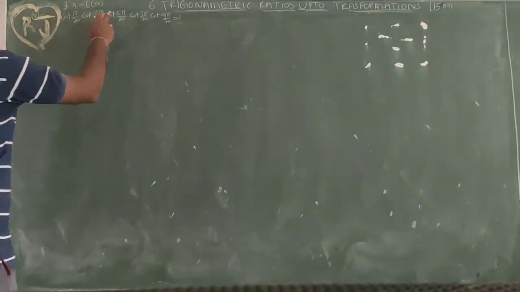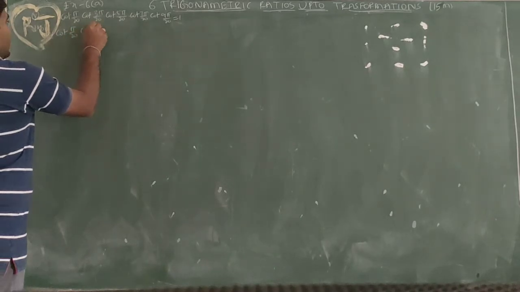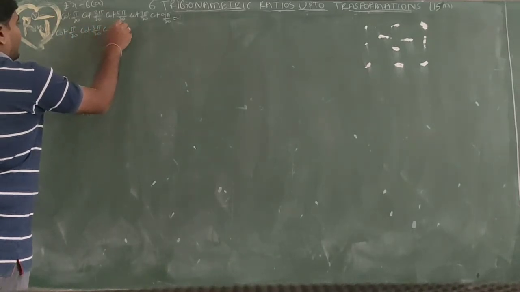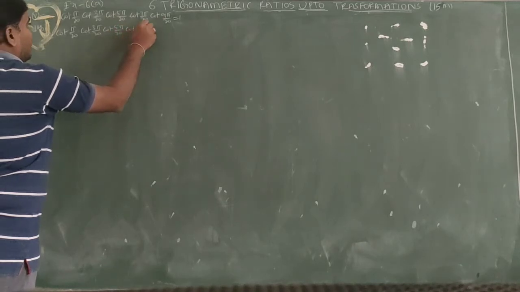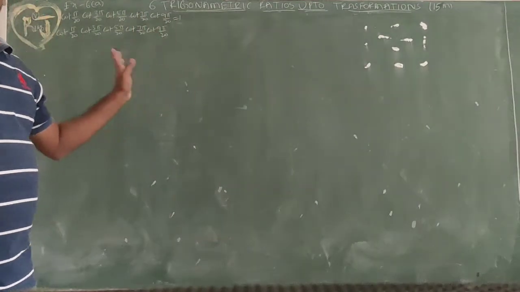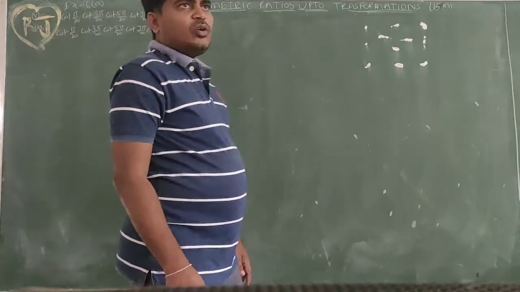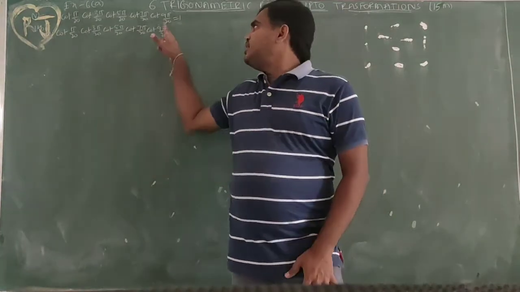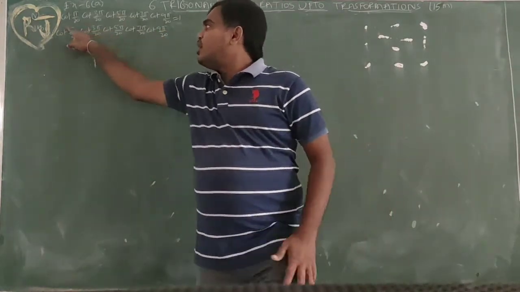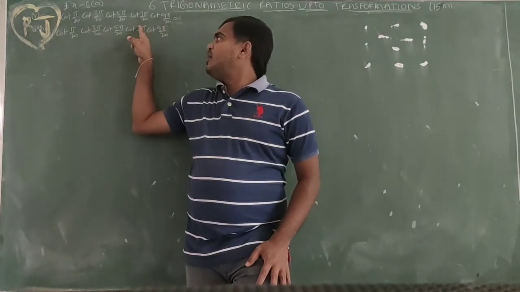Pi by 20, 3 pi by 20, 5 pi by 20, 7 pi by 20, 9 pi by 20. LHS first: cot pi by 20, cot 3 pi by 20, cot 5 pi by 20, cot 7 pi by 20, cot 9 pi by 20. I want to prove this is equal to 1. If we observe, all the denominators are equal to 20. What is the half of 20? Half of 20 is 10. So 10 minus 1 equal to 9, 10 minus 9 equal to 1, 10 minus 3 equal to 7, 10 minus 7 equal to 3.